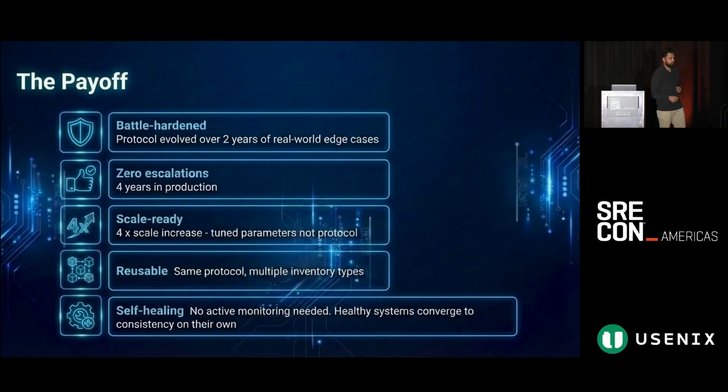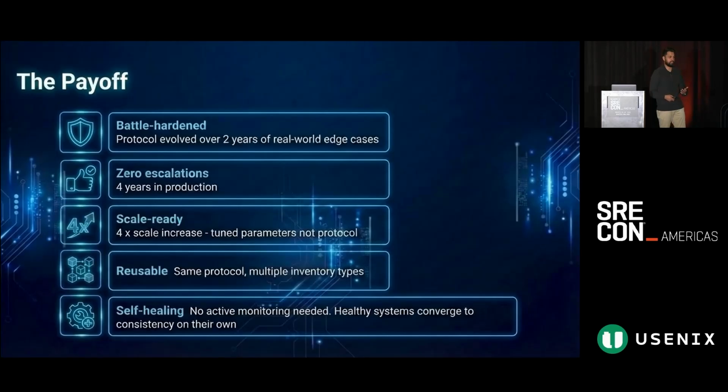And these are the payoffs of moving to this particular 5-stage model. So first, it is battle hardened. The protocol just didn't come overnight. It evolved over 2 years of real production encounters and solving for edge cases. But ever since we have moved here, we have had 0 escalations in production. Also, over the years, our scale has increased 4 times. We just need to tune the parameters. The central protocol has remained the same.